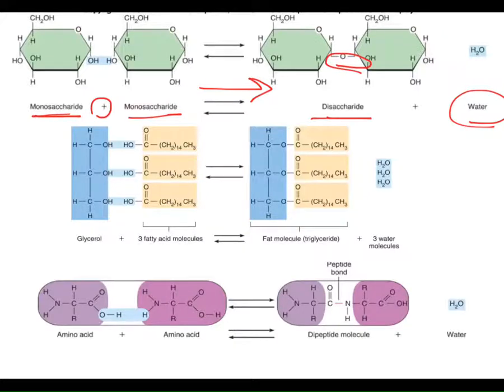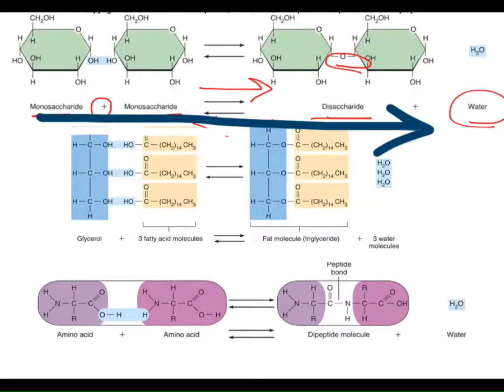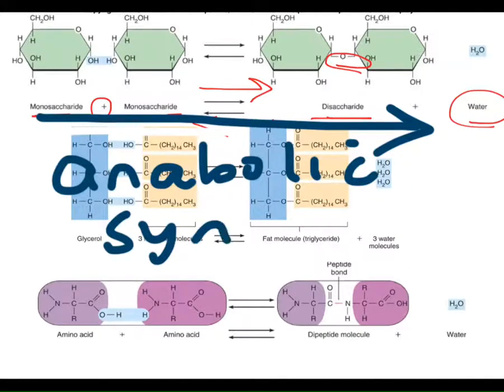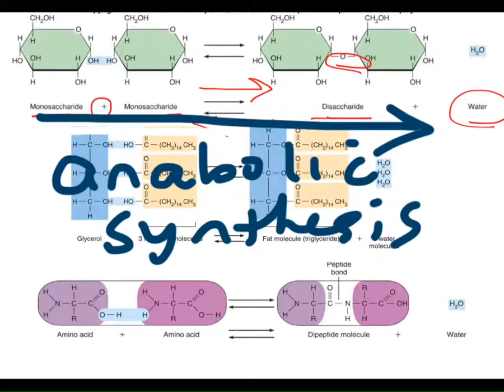Now notice that this reaction has two arrows. That means that it's also possible for the disaccharide on the right to be broken down by a chemical reaction to its individual components. So as I go from left to right, how can we describe that reaction? I'm building, right? Yep, so it's anabolic. Other word for it? Synthesis. And are we going to require energy or get energy out? Require. So it's going to require energy, usually.